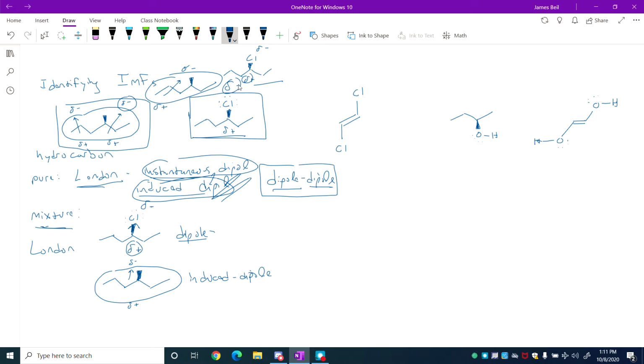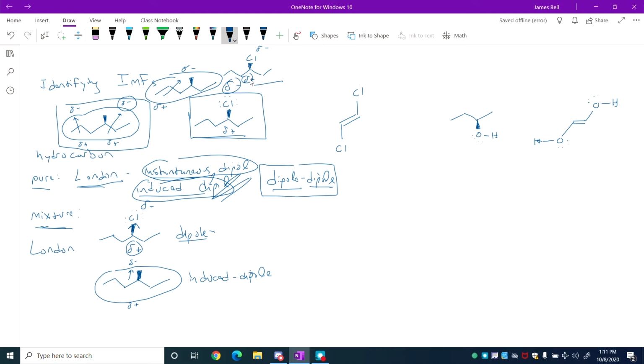So anytime a molecule is polar, it's capable of dipole-dipole attractions in a pure sample with another identical molecule. It's capable of dipole-dipole attractions with other different molecules as long as they're also polar and they have permanent partial opposite charges on opposite ends.